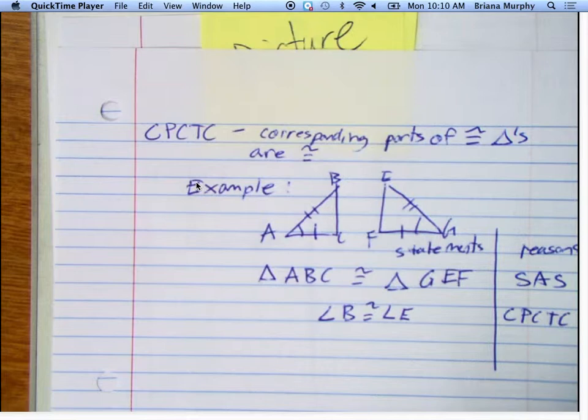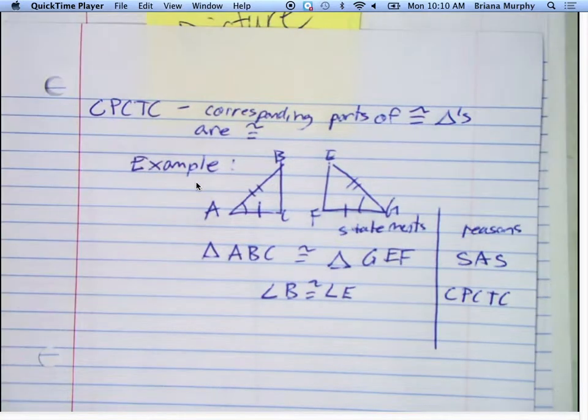We're learning the term CPCTC, which stands for corresponding parts of congruent triangles are congruent. An example would be if I know triangle ABC is congruent to triangle GEF by side, angle, side, then angle B is congruent to angle E by CPCTC.